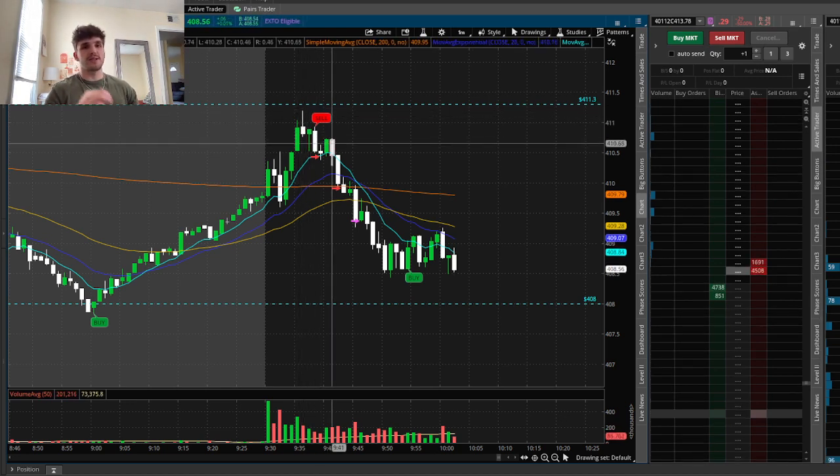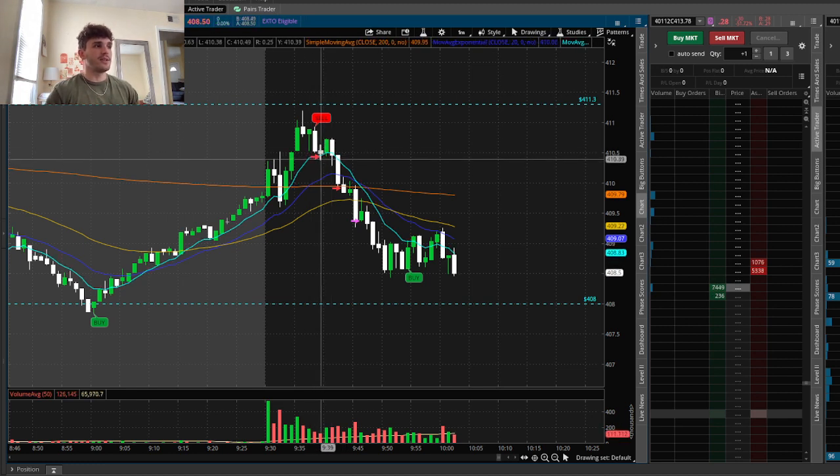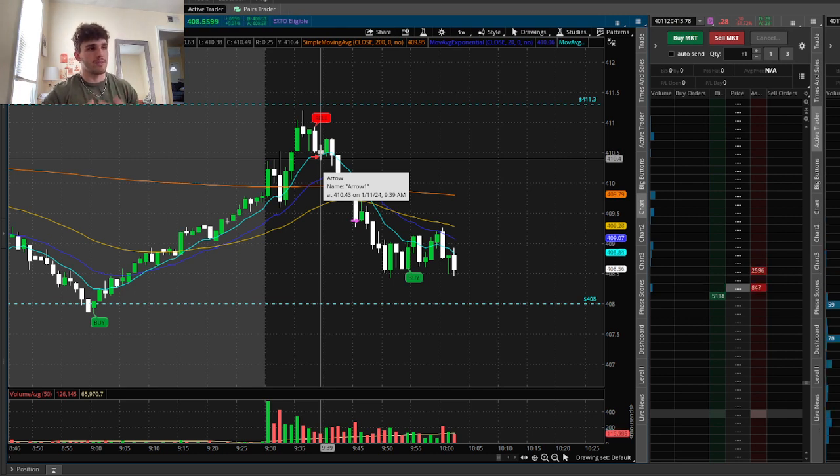Once I saw price start to move back on down, the momentum indicators started shifting to the downside. And once I saw a break below this 9 EMA, I decided to enter puts, right? My first contract on puts.